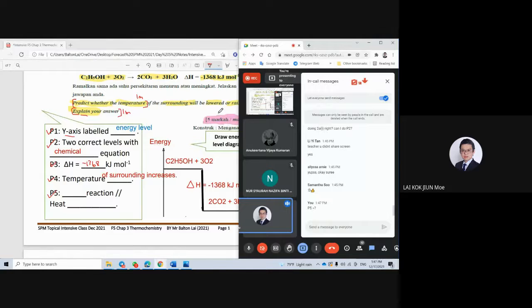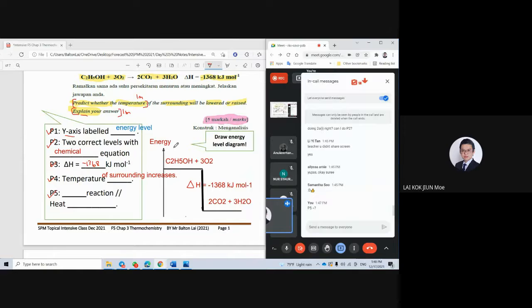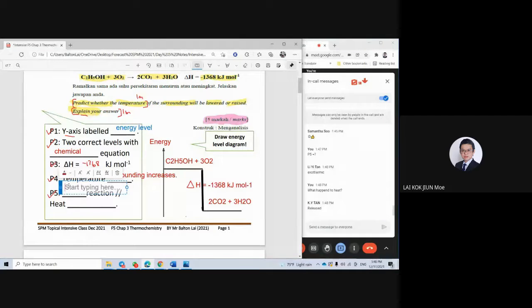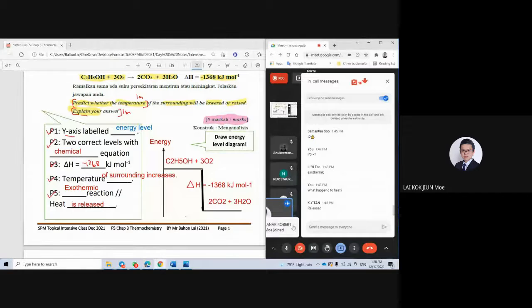When we see the heat, the graph going down means what happened to the heat? Exothermic happened. So exothermic means the heat is going how? Released, very good. So we say exothermic, or you can say heat is released, and you will also get the mark. See? Simple.